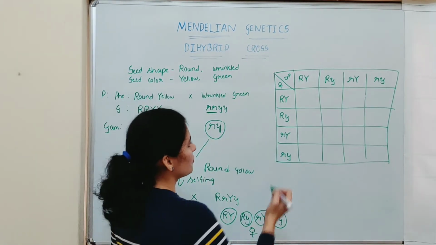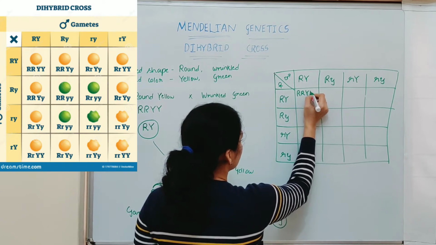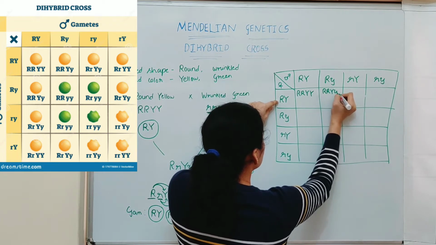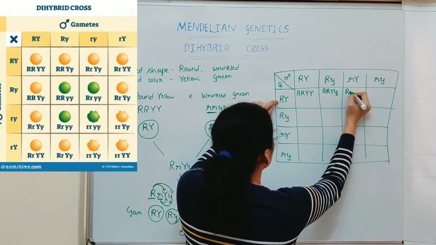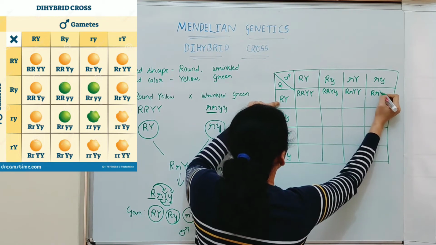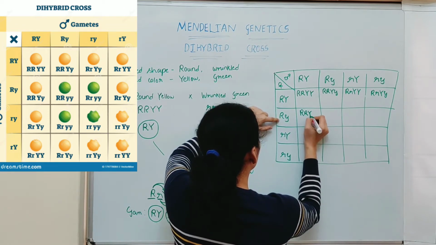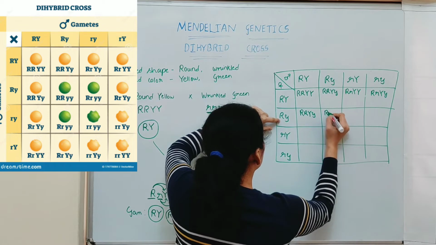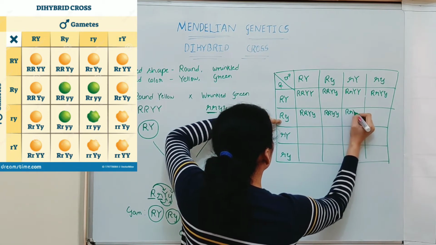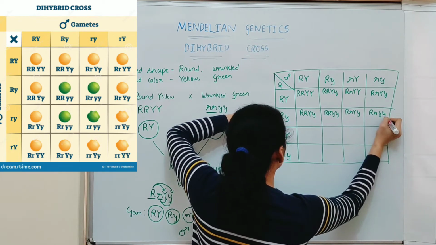We'll write the possible genotype of the F2 offspring. So capital R, capital R, capital Y, capital Y. In this box, capital R, capital R, capital Y, small y. Here, capital R, small r, capital Y, capital Y. Here, capital R, small r, capital Y, small y. Here, capital R, capital R, capital Y, small y. Capital R, capital R, small y, small y. Capital R, small r, capital Y, small y. Capital R, small r, small y, small y.